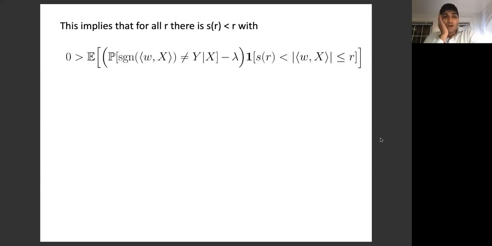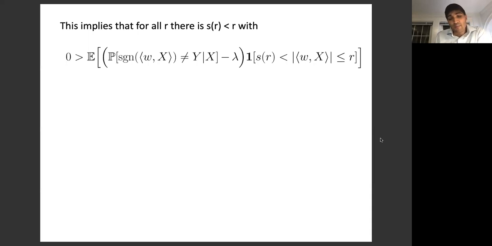Now, completing the argument, if we know that the integral over S is negative, then it implies that there is a choice of S so that the argument inside the integral is negative. So it says that for every R, there's a choice of S of R, so that the thing that was sitting inside, the Leaky Relu loss times the indicator function of this annulus, is strictly negative.